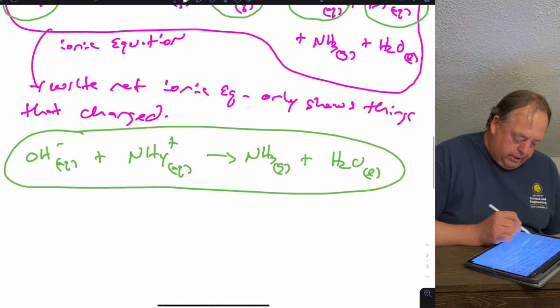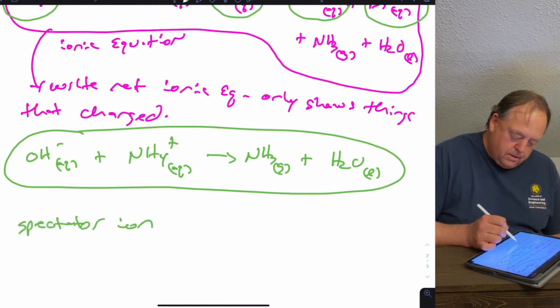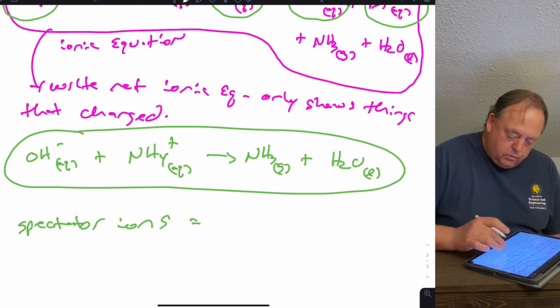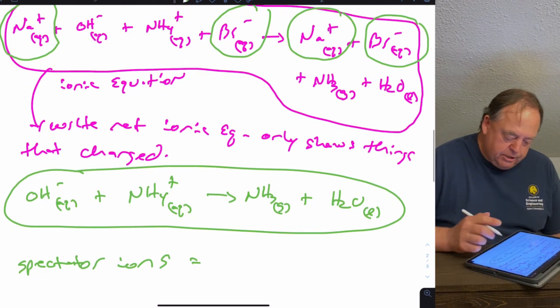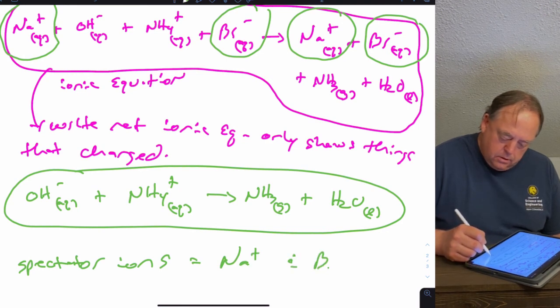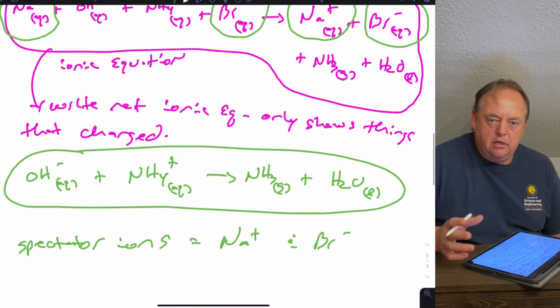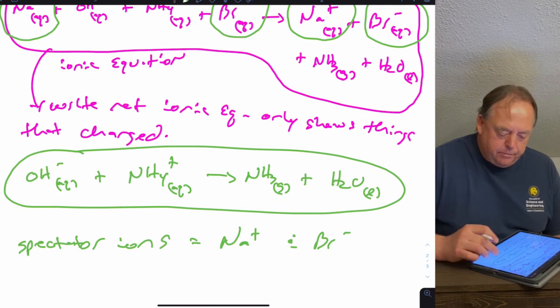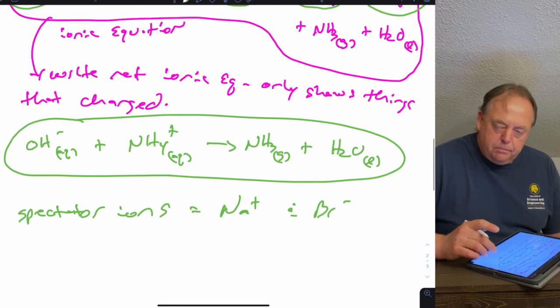And then lastly, we can identify the spectator ions, which is going to be what did not change, Na plus and Br minus. Nothing happened to them. They were just watching the reaction. They didn't participate. So they're the spectator ions.